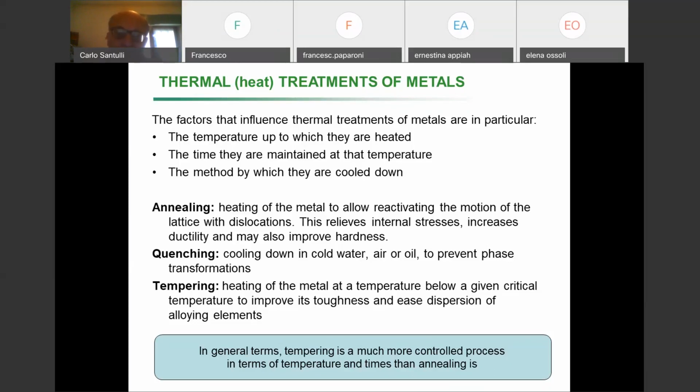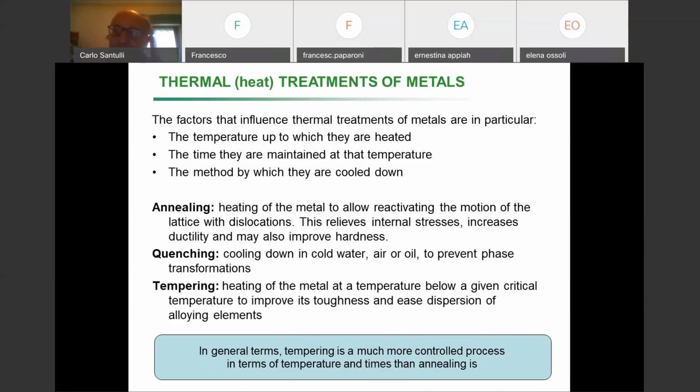Annealing is heating the metal, which allows reactivating the motion of the lattice. So you heat the metal. Annealing is the first thing you can do. Annealing means heating with no particular control of the temperature. I'll have a relief of internal stresses, etc. I increase ductility. In some cases, I may also improve hardness. It depends on the temperature, really, and it depends on the alloy.